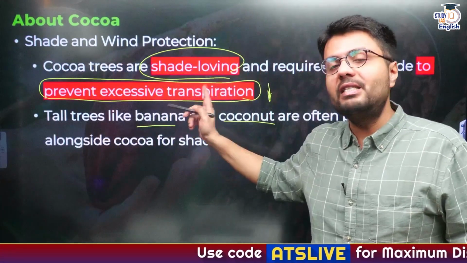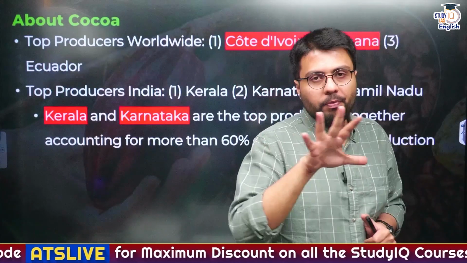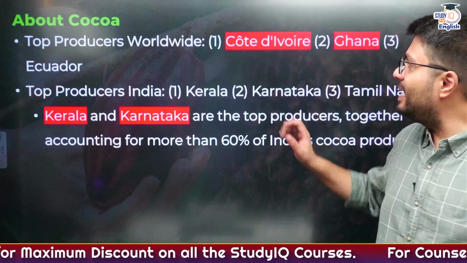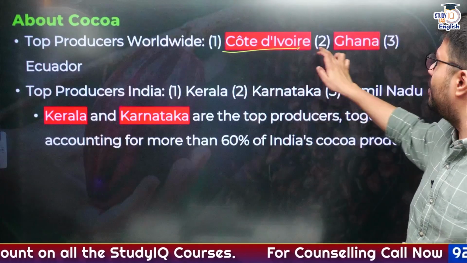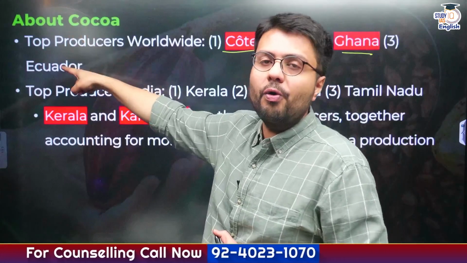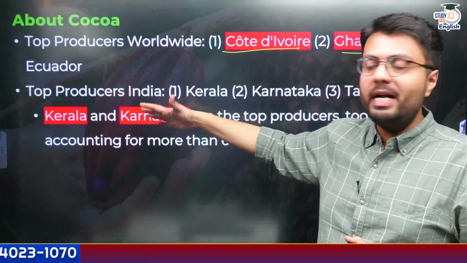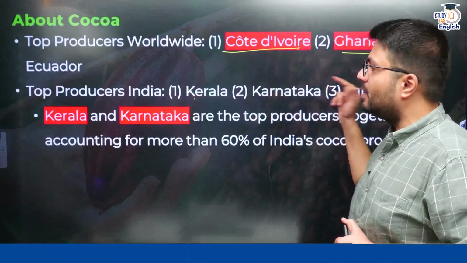To prevent excessive transpiration and loss of moisture. Now, the top cocoa producing areas in the world: Ivory Coast in West Africa, Ghana also in West Africa, and the third largest producer of cocoa is the South American country Ecuador. Now, the top producers of cocoa in India are the states Kerala, Karnataka, Tamil Nadu.